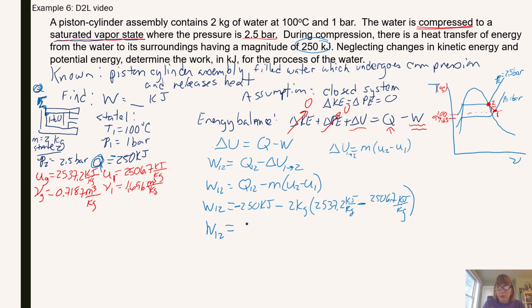And we find that when we multiply this out, this is 311 kilojoules. So work, which makes sense, right? Negative, work done on the system, because we have a negative value, right? We're pushing the piston in on our gas, which was a gas, and now is going to be a saturated vapor, and our water is our system.